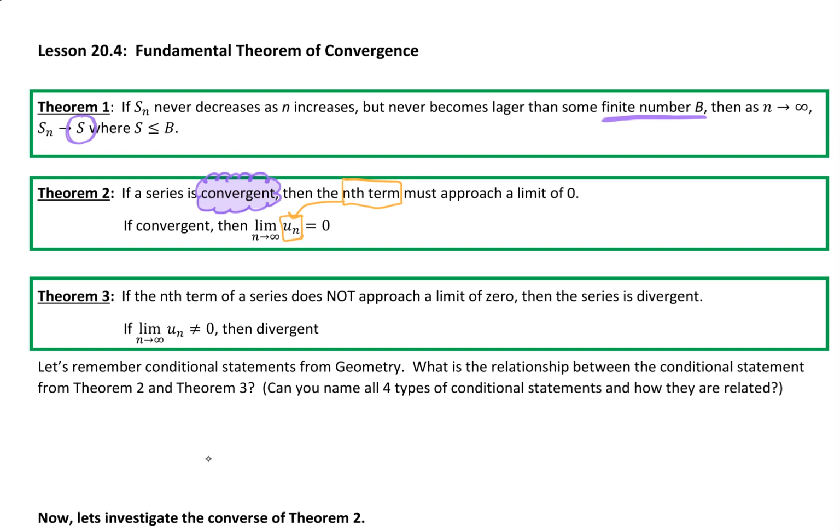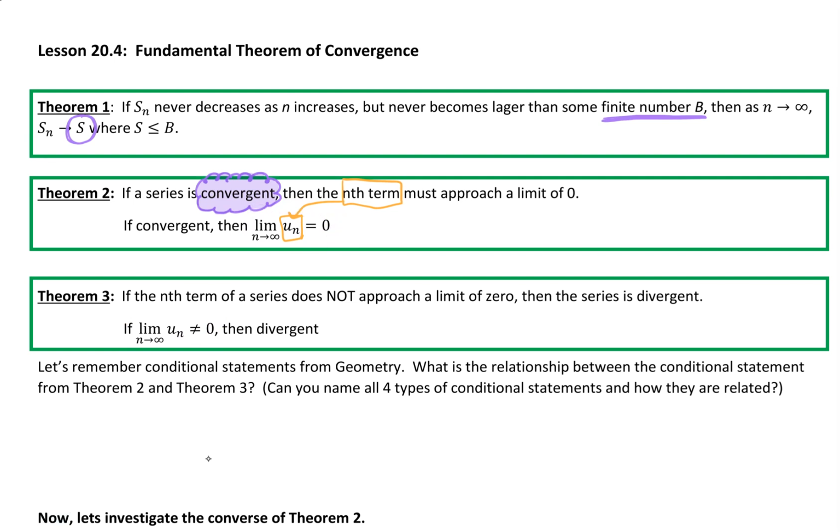Now Theorem 3. Theorem 3 might look a little bit similar to Theorem 2 because here we're talking about a limit as n goes to infinity of u sub n, and it has something to do with 0 on the right hand side. Same thing here. The difference is this equals 0, this does not equal 0. Also the difference is this is the hypothesis where this is the conclusion.